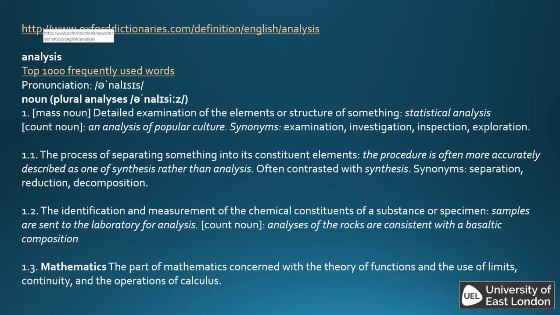If we look at this entry for analysis from oxforddictionaries.com, we can see that in addition to the pronunciation, this word is a noun, and more specifically can be a mass noun or a count noun, i.e. we can have 1 analysis, 2 analyses and so on, as in an analysis of popular culture. And because it can be used as a count noun, the entry also tells us what the form of the plural is, which is analyses, so a little bit different from the usual way we make a plural in English.